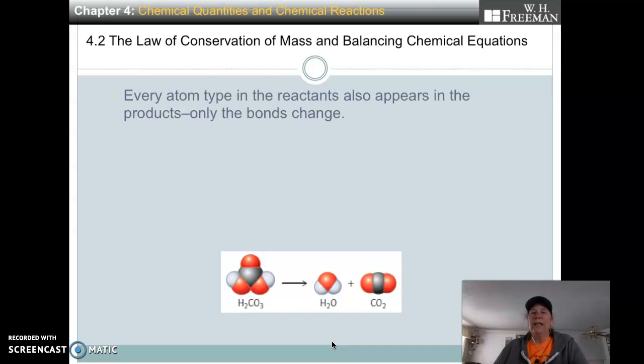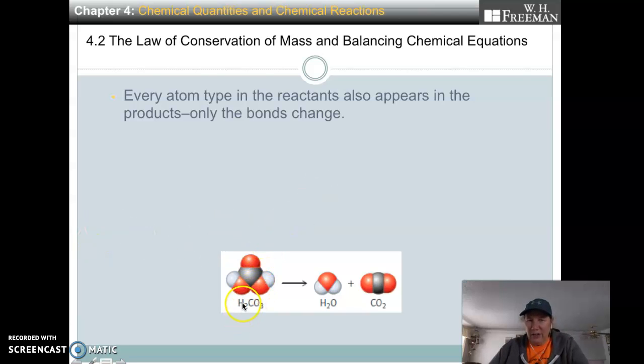Okay, when you have an equation, you have to make sure you represent everything that's involved. You can't leave anything out. And you have to make sure that it satisfies what they call the law of conservation of mass. In other words, matter cannot be created or destroyed. So you balance an equation to make sure that there's the same amount of stuff on both sides.